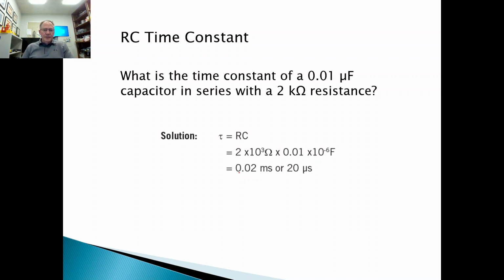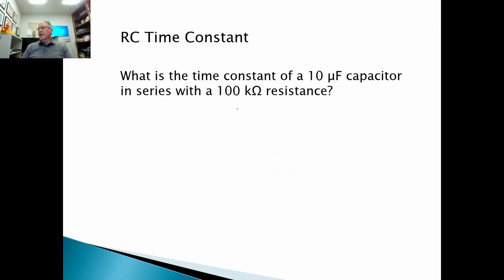This week's homework will have formulas where you'll calculate RC tau time factors and RL time factors. So what is the time constant of a 10 microfarad capacitor in series with a 100 kilohm resistor? So again, it's just 10 times 10 to the negative 6 times 100 times 10 to the third, and that comes out to 1 second.